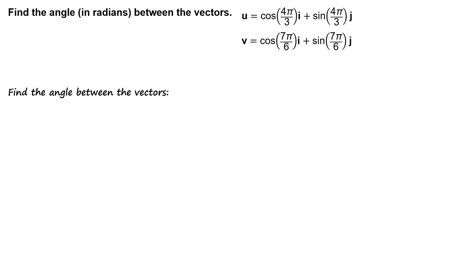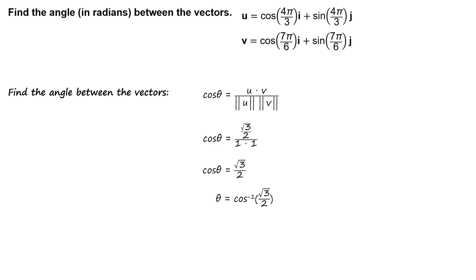Now, because you know the dot product of the vectors and the magnitude of each vector, you can find the angle between the vectors using the equation cosine of theta is equal to the dot product of the vectors divided by the magnitude of vector u times the magnitude of vector v. So substitute the square root of 3 divided by 2 for the dot product of the vectors, and substitute 1 for the magnitude of vector u, and substitute 1 for the magnitude of vector v. Simplify, and you find cosine of theta is equal to the square root of 3 divided by 2. Now find the arc cosine of each side of the equation. You find theta is equal to pi divided by 6 radians.